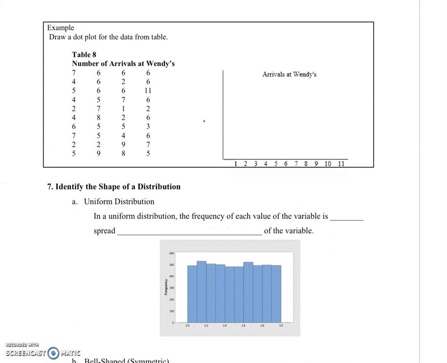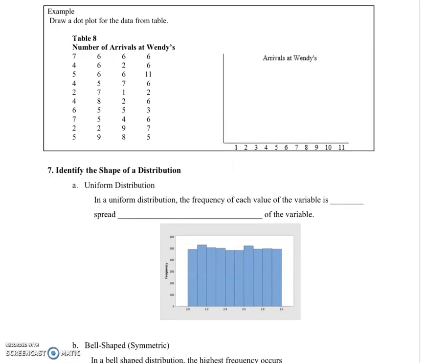So let's look at an example. Here we have the number of arrivals at Wendy's during a 15-minute interval period at lunchtime. So you can see we have data values ranging from a minimum of 1 to a maximum of 11. So we put 1, 2, 3, all the way up to 11 on the axis. Then we count the number of observations in each category. So we have 1, 1, so we put 1 dot.